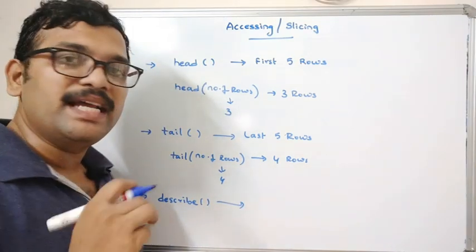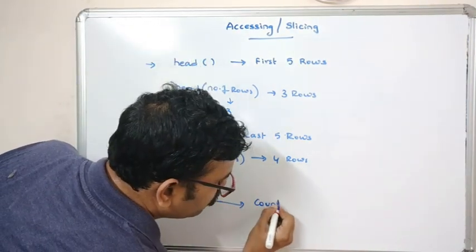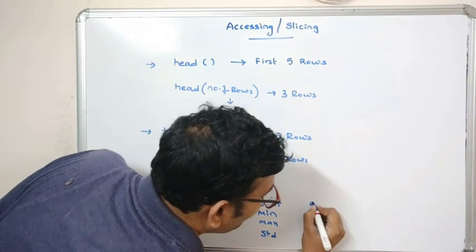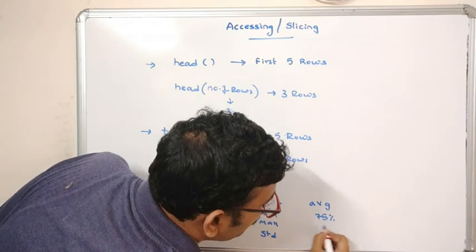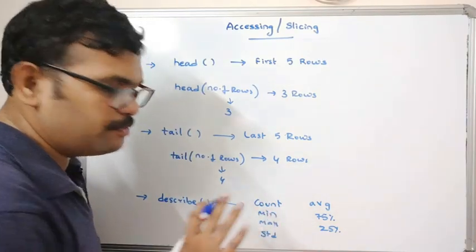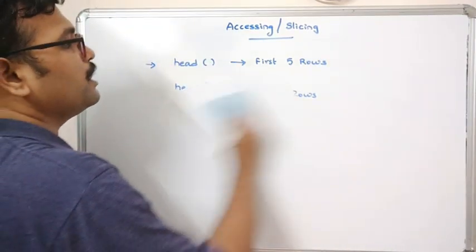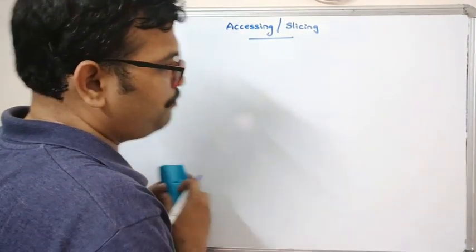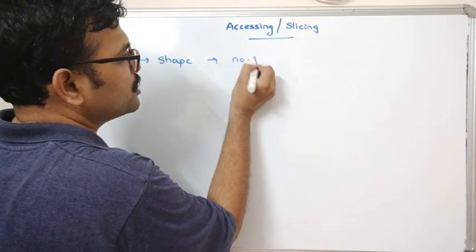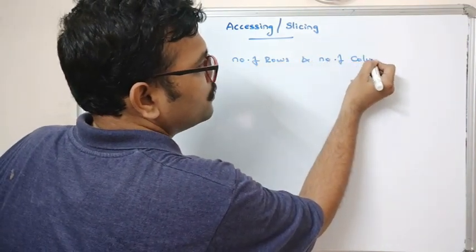And there is one more function called describe. This will give the basic mathematical measures applied on each and every column, like the count, the minimum value, the maximum value, the standard deviation, the average, the 75% value, the 25% value, and all of these will be applied on all columns and displayed, right? And apart from this, we have one more property called shape. So we can know the shape of the table, right?